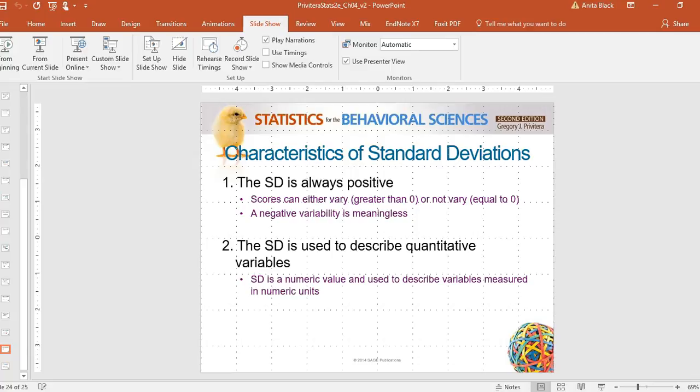This is just FYI information to help you understand what we're talking about with a standard deviation. Now, as I said, I already showed you that scores can either vary, so greater than 0, or not vary at all, which would be equal to 0, which would mean what? That they're all on the mean, right? And a negative variability doesn't tell us anything. The standard deviation is used to describe quantitative variables. Remember what we talked about? Quantitative variables, those that are ratio or interval. They can't be used on categorical or qualitative variables.